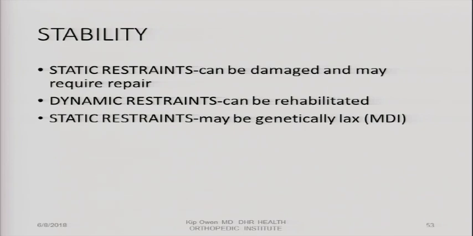If the static restraints are genetically lax, that creates a situation called MDI, which is multidirectional instability. A person who can volitionally dislocate their own shoulder, they pop out the bottom, they pop out the back, they're double jointed, they're loose jointed. MDI is the term for the shoulder, multidirectional instability.